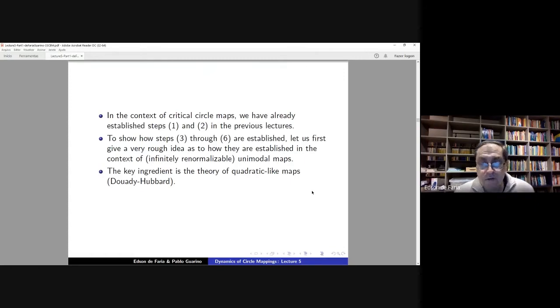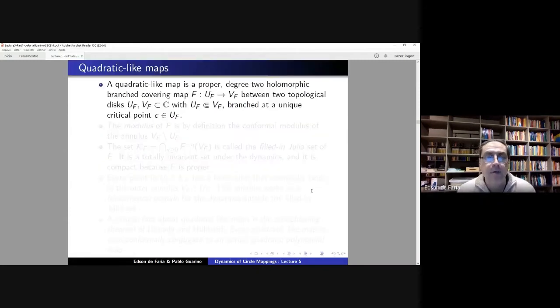And the key ingredient here is the theory of quadratic-like maps, which is a theory developed by Douady and Hubbard in the early 80s. So what is a quadratic-like map? A quadratic-like map is simply a holomorphic map defined on a disk, mapping this disk onto a larger disk containing it as a degree 2 branched cover, okay? So it has a unique critical point of degree 2, and it maps a disk onto a larger disk, okay? The domain has to be compactly contained in the range, and the map has to be proper, okay? So that you actually know that it sends boundaries to boundaries and things like that.